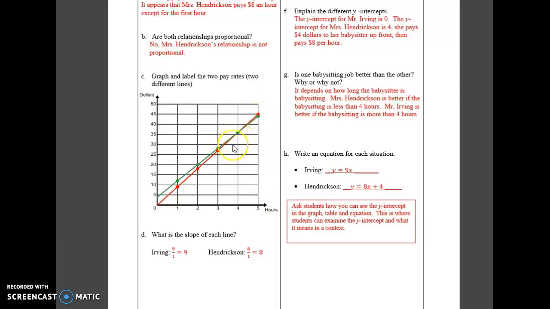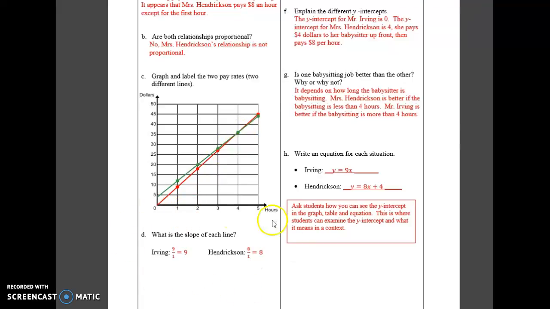And notice, where the green line is above, that's Mrs. Hendrickson, that's when you want to go with her. When the red is above, which is just right here, that's where you want to go with Mr. Irving. They're the same right here at 4. So it doesn't matter if you did a 4-hour babysitting job.